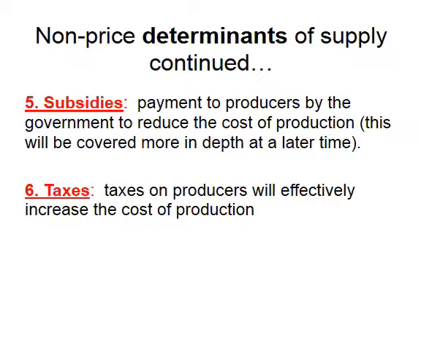Subsidies. Subsidies are payments to producers by the government to reduce the cost of production. We'll look at this more in depth at a later time. But subsidies will shift the supply curve to the right, or increase supply. Technically it's actually being shifted down, but not to worry about until we cover that later. Taxes will effectively increase the cost of production, so the supply curve would shift left. When we do taxes in depth, we'll see that it will be shifting up, but not to worry about that at this time.